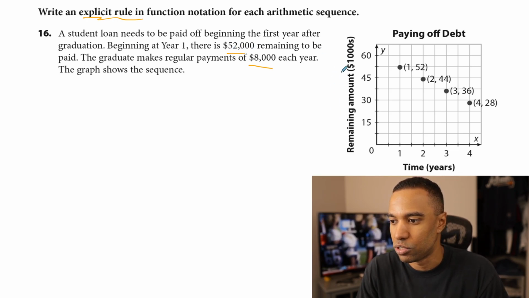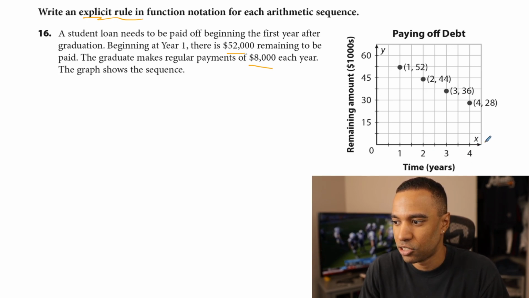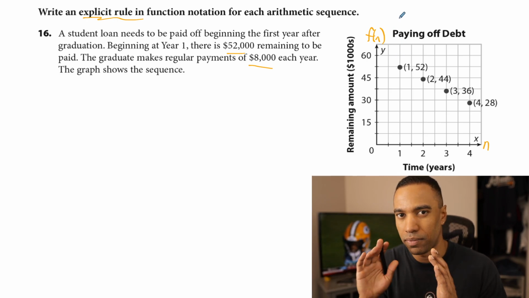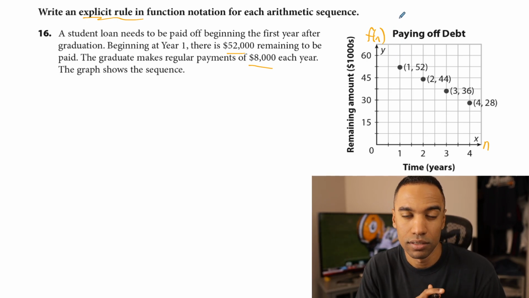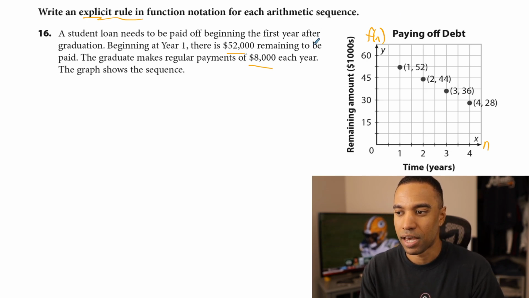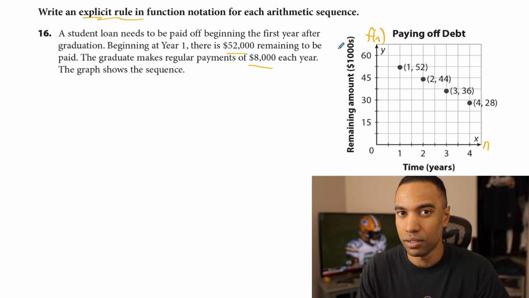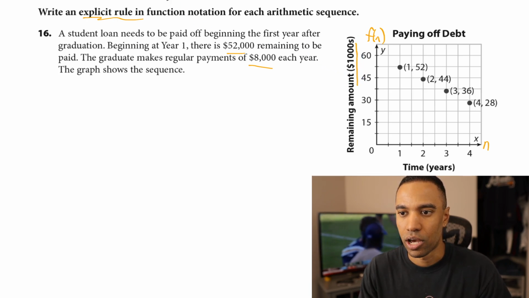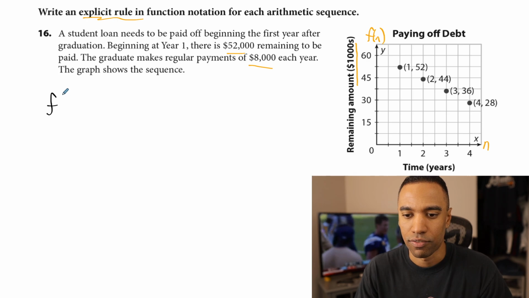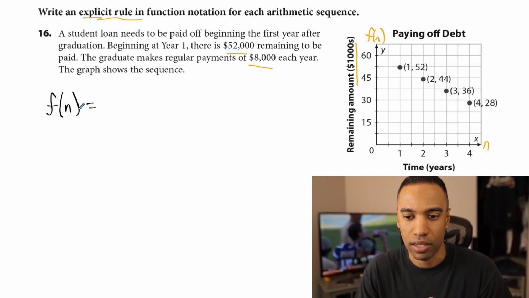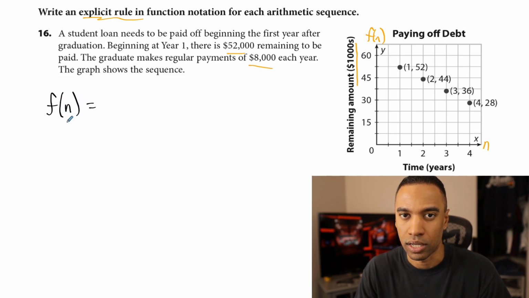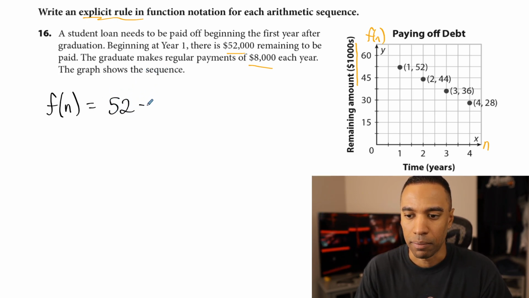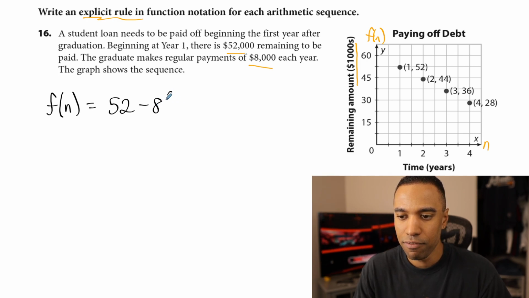I'm just going to go ahead and use the same thing that they do. If x is also n and y is also f of n, I will be using the number 8 or negative 8 instead of 8,000 because this is already in thousands right here. Okay, so f of n is in thousands of dollars. So to write my explicit form here, to find the value of any year that I'm using, I'm going to start with the 52,000, or I just write 52, and I'm going to take away 8,000 every year here.